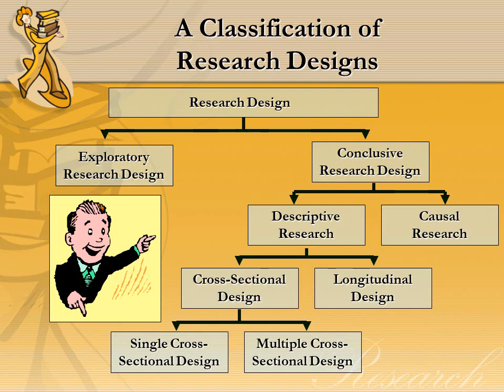The difference is that in cross-sectional, the respondent should not be repeated again. In longitudinal, the same respondent will be repeated again and again. In cross-sectional, there are three types, not two: single cross-sectional group, multiple cross-sectional group, and cohort.